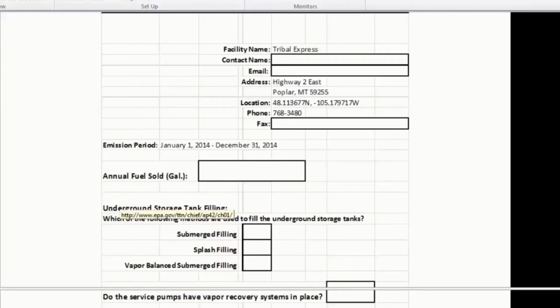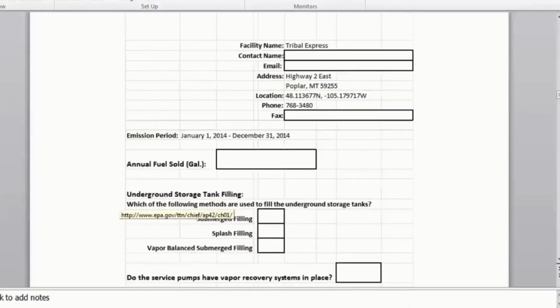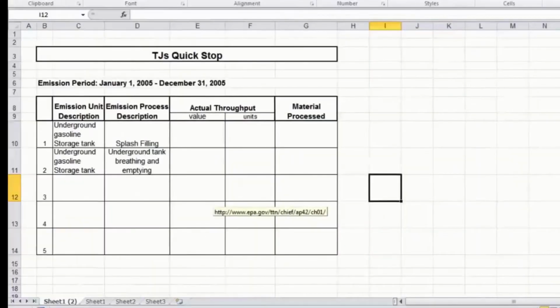Then I did this for each source category, such as gas stations and grain elevators and asphalt plants. But these surveys have made a big difference for me since sending out the first generic letters. I think I even included an example of one of my first surveys, which I can't believe I sent out. For example, this is what I asked back in 2005: splash filling, underground tank breathing and emptying, and they had no idea what I was talking about.